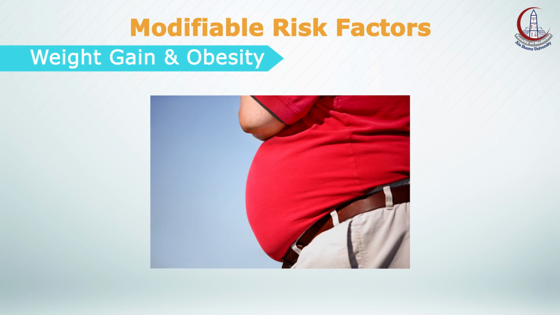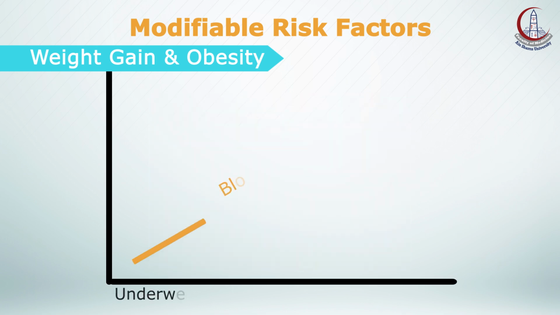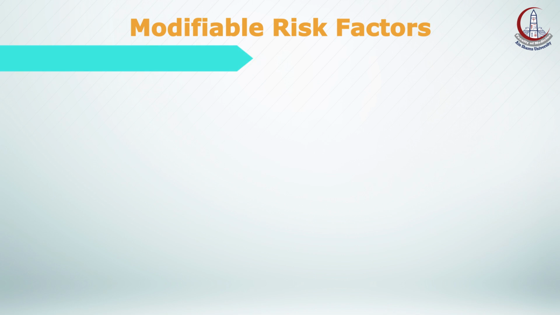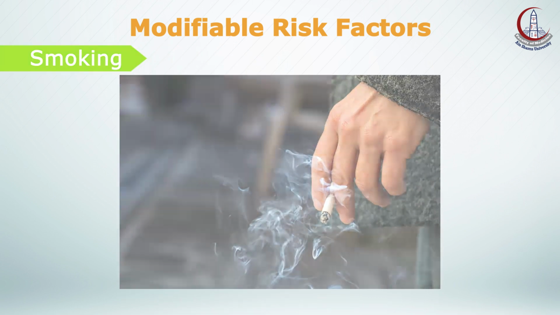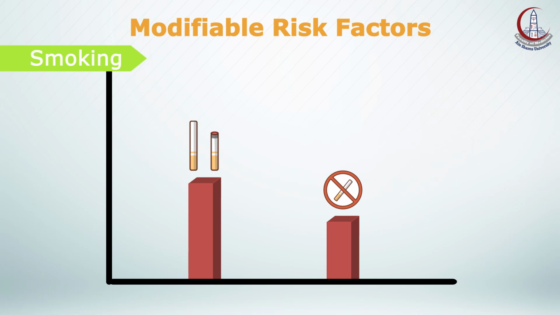Weight gain and obesity. The body mass index is positively and strongly correlated with blood pressure. The blood pressure increases with the increase in weight and vice versa. Smoking also is positively correlated with blood pressure. Smokers have a relatively higher blood pressure than non-smokers.